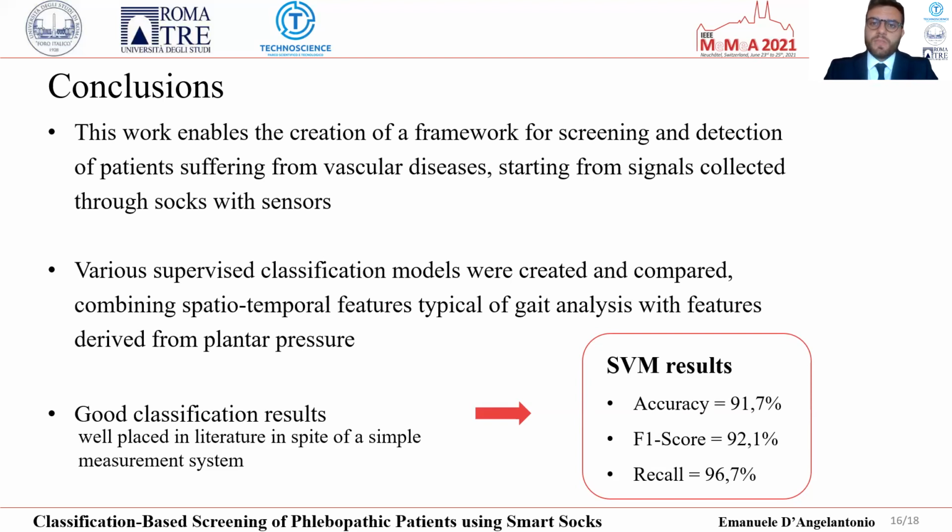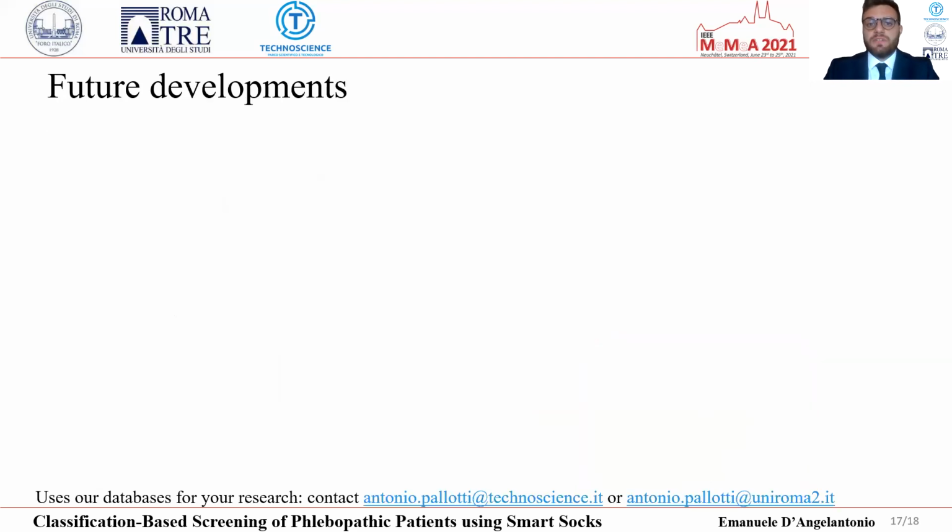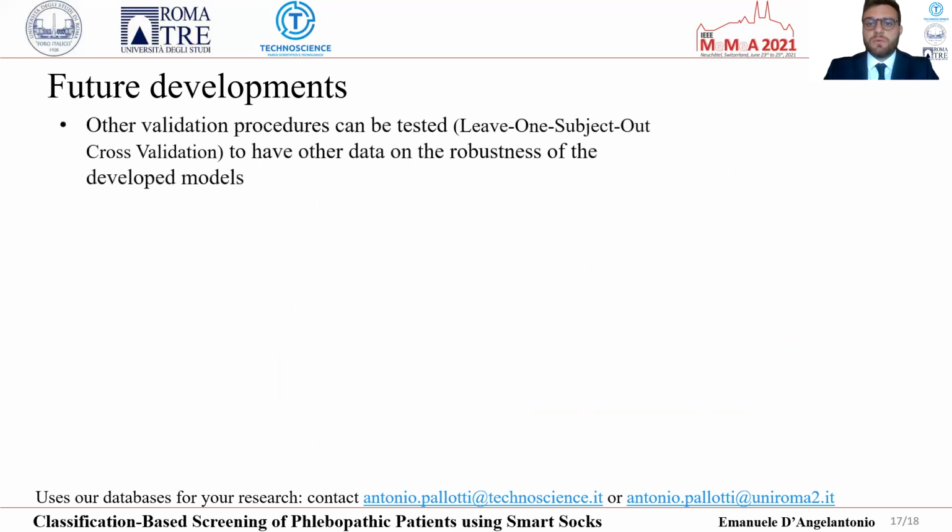In addition, in many studies, the ratio between healthy and pathological participants is often very imbalanced, and this can alter the results. The future developments of this work are various. The first one regards the test of other validation procedures, like the leave-one-out subject cross-validation technique, in order to have other data on the robustness of the developed models.